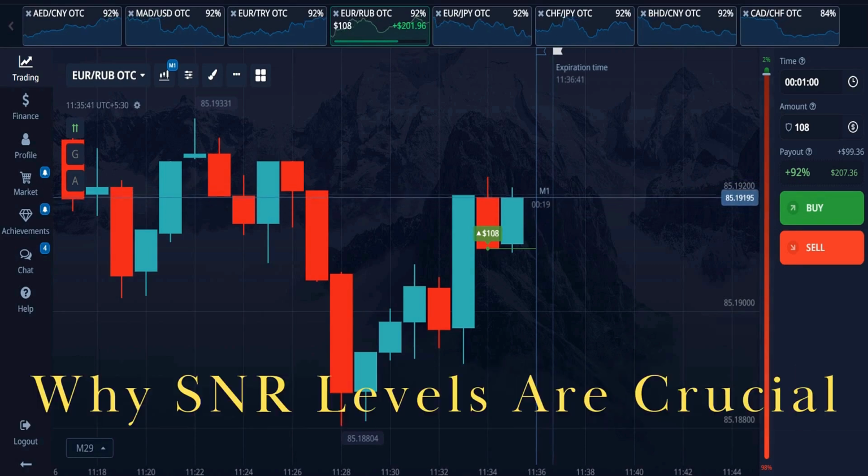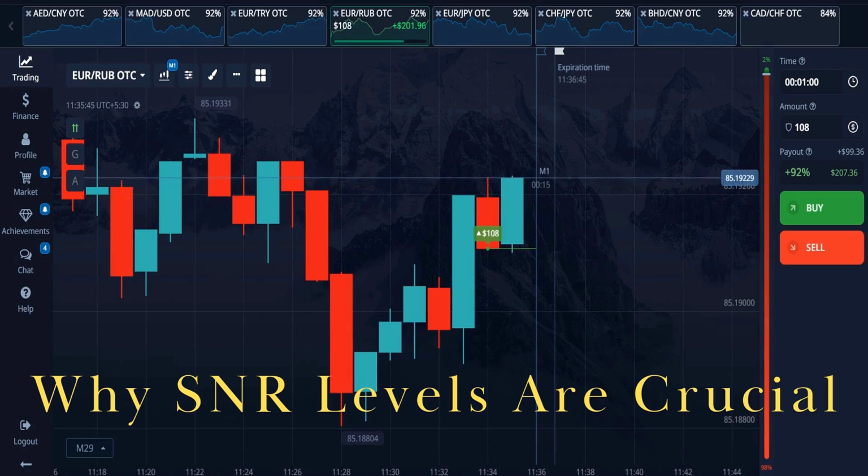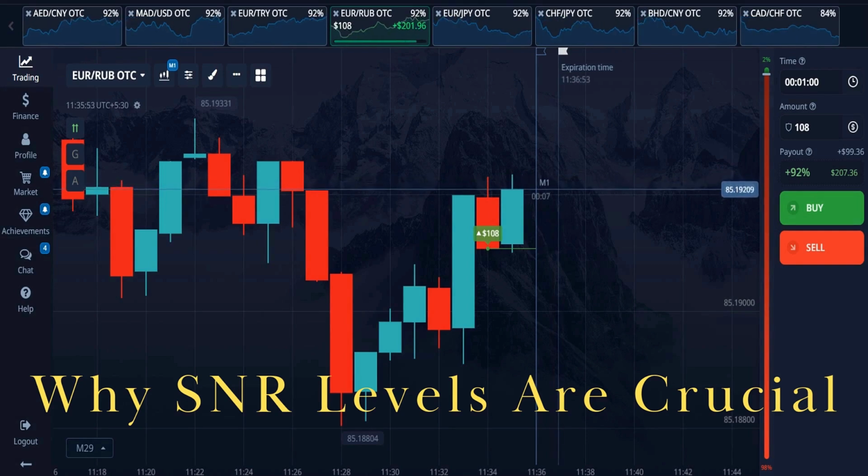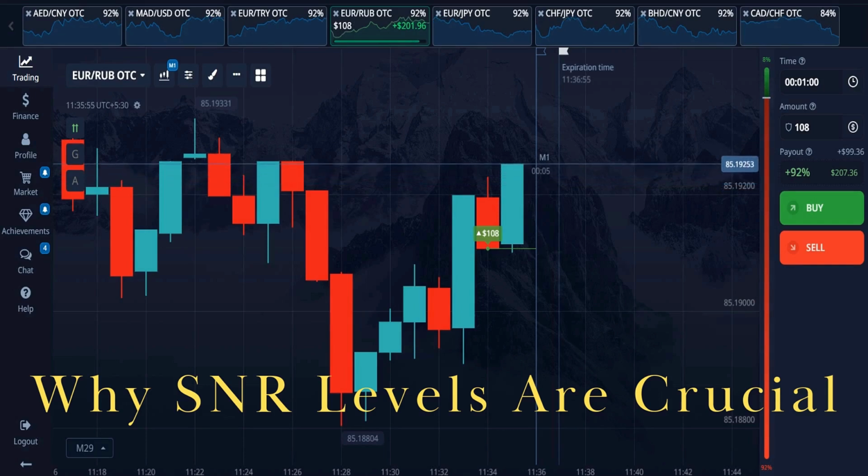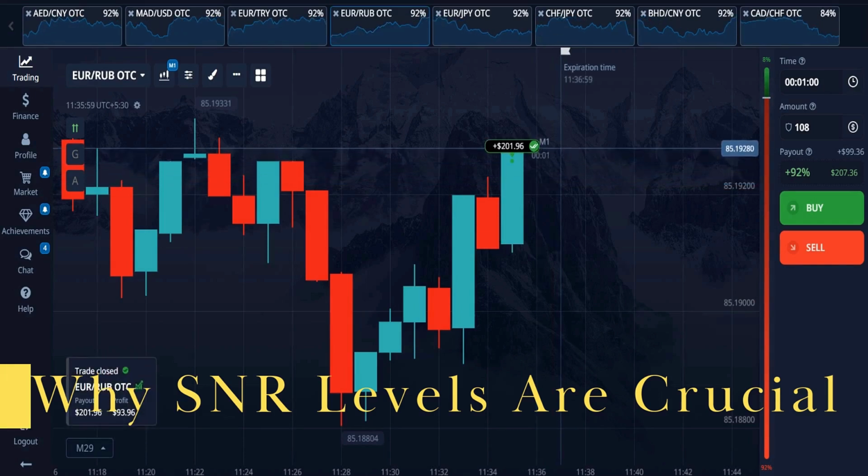Support and resistance levels act like barriers in the market. If a trade setup is near a strong SNR level, the market might reverse instead of continuing the trend. In such cases, it's better to wait for a clear breakout or avoid the trade altogether. This simple adjustment can significantly improve your success rate and help you make smarter trading decisions.